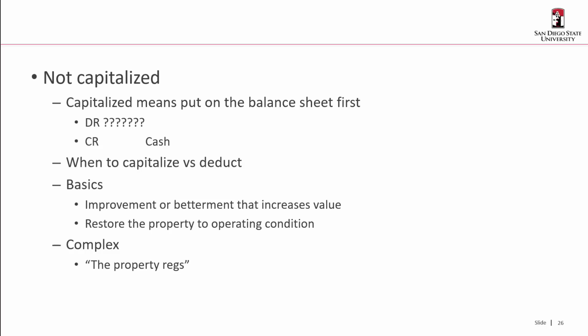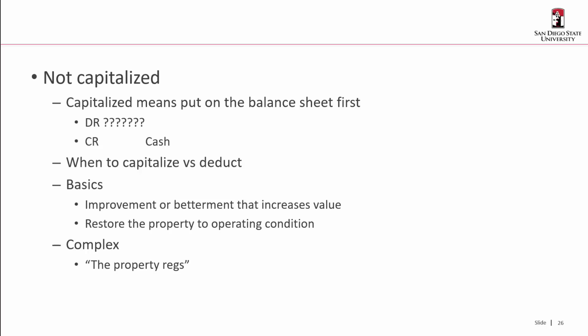And we've already discussed this in a previous module where we know capitalization means we put it on the balance sheet first, and when we capitalize it versus when do we deduct it. And so this becomes a big issue, right? Because we know that ordinary and necessary business expenses are deductible, but they are not deductible if we're required to capitalize them. So the basic rules are if that expenditure improves or creates a betterment that increases the value of something, then you're required to capitalize it.